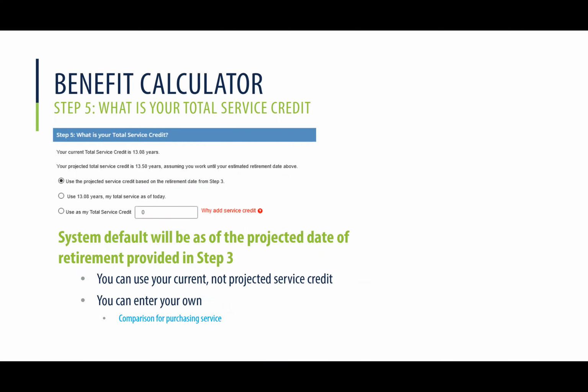Step 5 is your service credit. So there again, the system is going to default to what your projected service will be based on the retirement date that you put in on step 3. So in many situations, that's going to be right. The system for this person says that they have 13.08 years of service, but their projected service to the date that they gave us was 13.5.